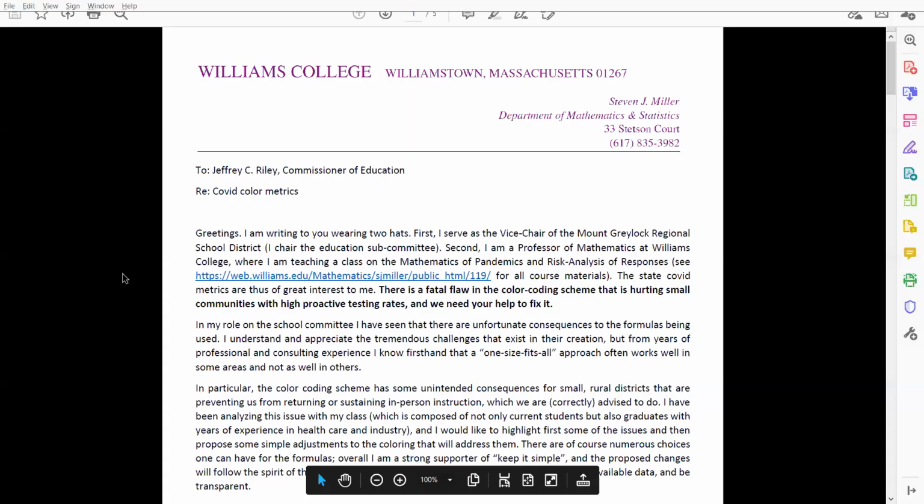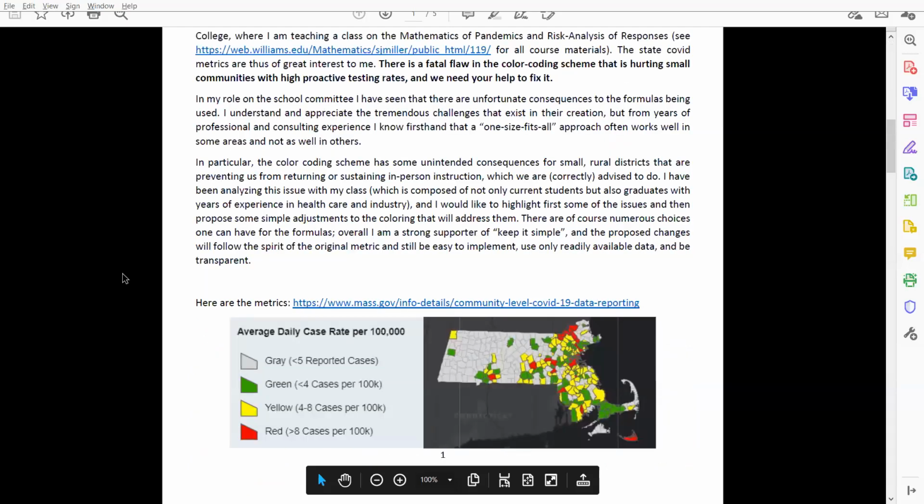So this is the draft of the letter. Actually, it has been sent to the Commissioner of Education as well as other people. This is from the work I did with the metrics group, just arguing that what we are doing right now for the state color coding is not optimal. We are basically just choosing colors based on just one number: the average cases per day per 100,000. It's simple, it's easy to use, but it's missing a lot of information.